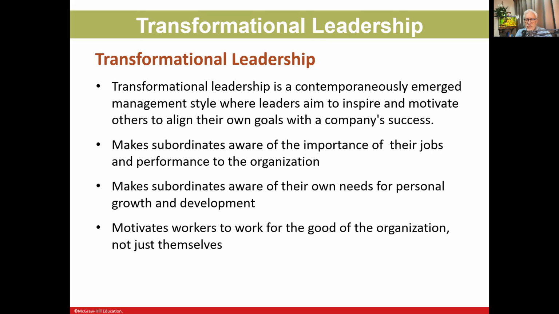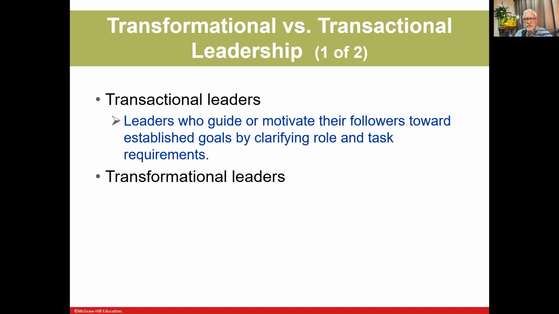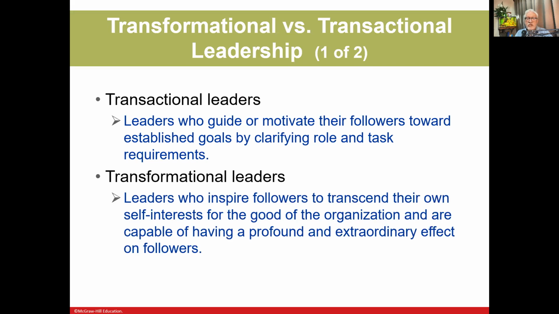Sounds wonderful, if one is able to achieve this. But just the concern, and this is where we can contrast very effectively transactional leadership with transformational leadership. Transactional leaders treat the interactions as transactions. They clarify roles, they clarify the task requirements, and they set their subordinates or their followers in motion in order to achieve those. Whereas transformational leaders inspire people, inspire them to transcend their own self-interests for the good of the organization. It sounds very, very good for the organization.